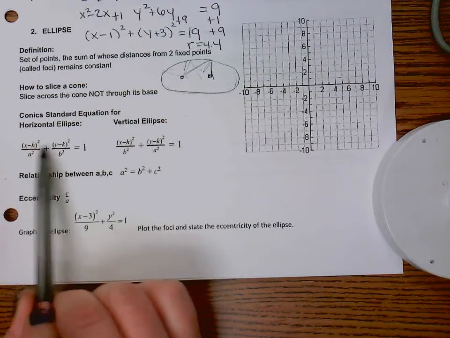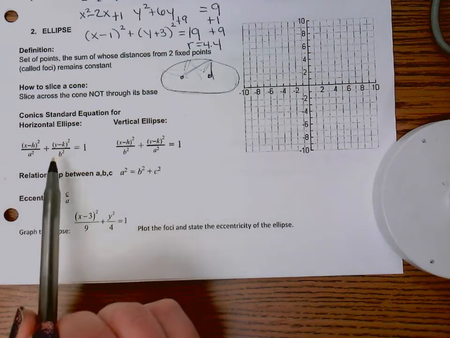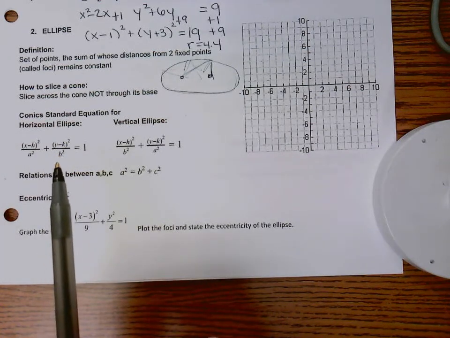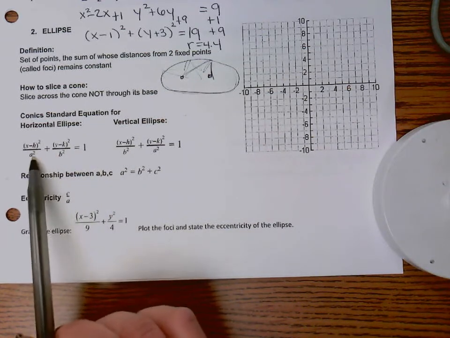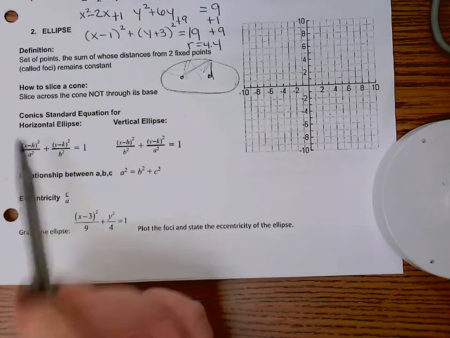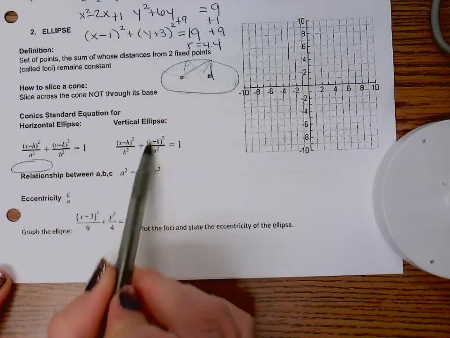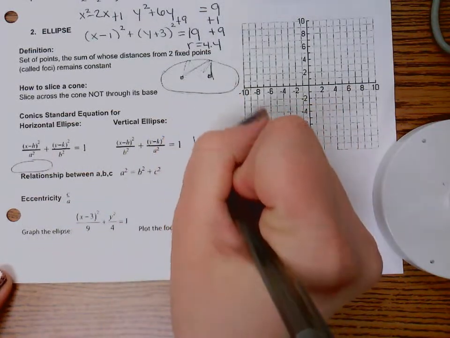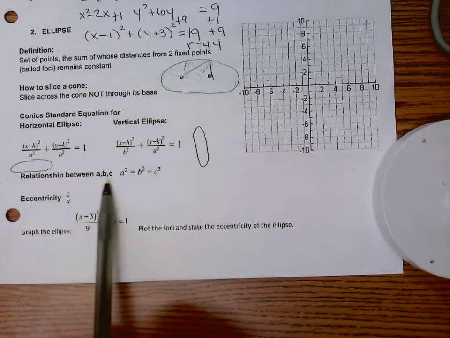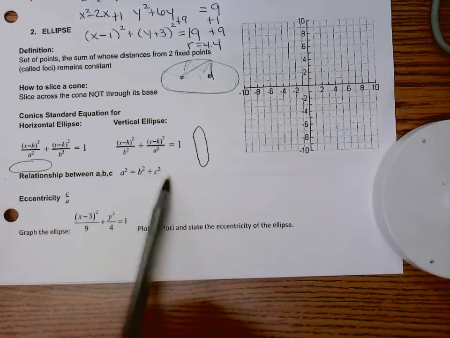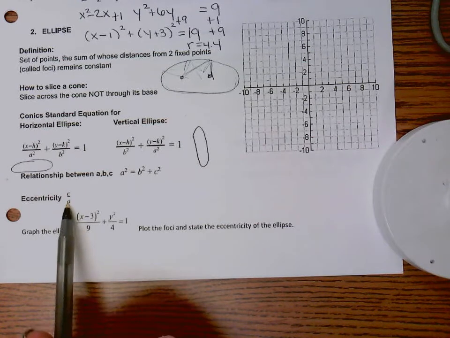Still left, right, still up, down, but your a squared and your b squared value are going to be used to find the lengths of your axes. And if a is the bigger number, so if a is under the x, it would be a horizontally positioned ellipse. If the a value, the bigger value, is under the y, it's going to be a vertically positioned ellipse. We use this relationship between a, b, and c so that we can find the location of the foci, which I'll show you. And to find eccentricity, you take c divided by a.